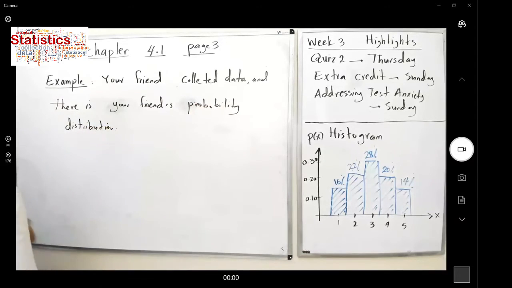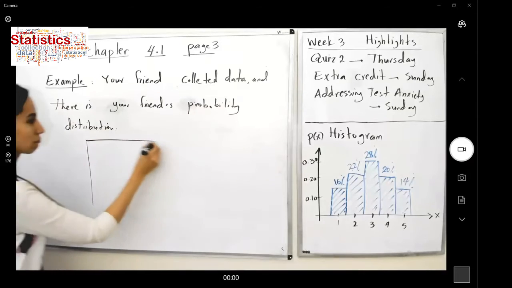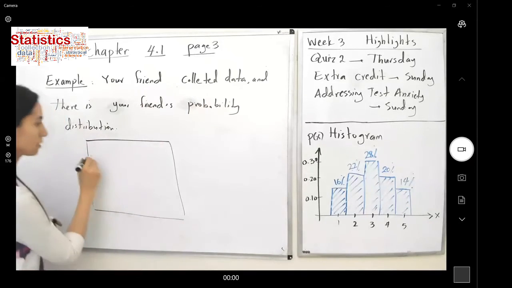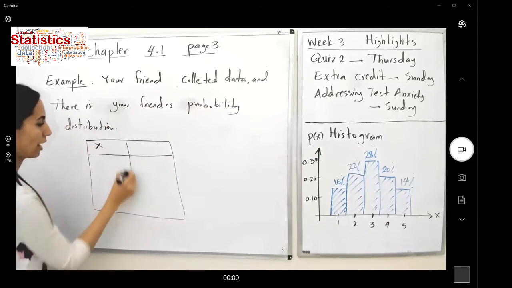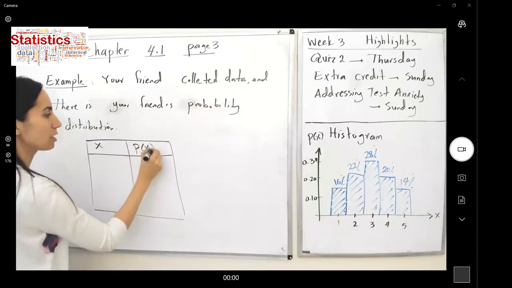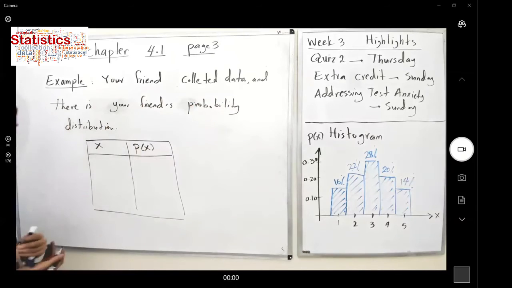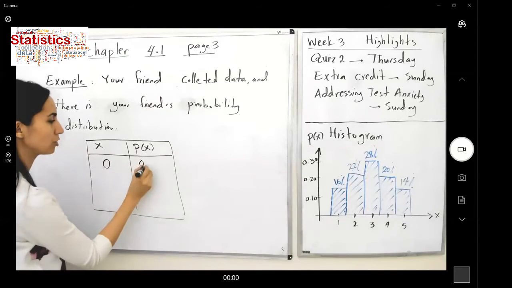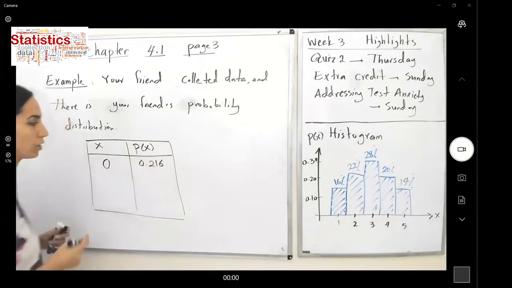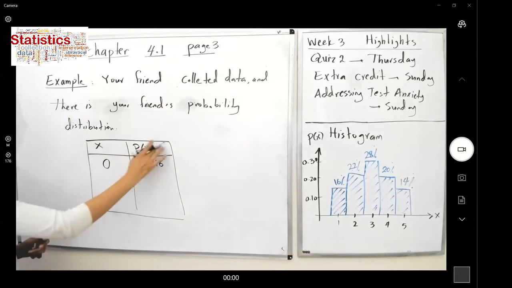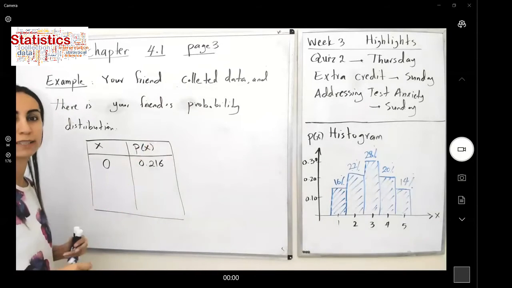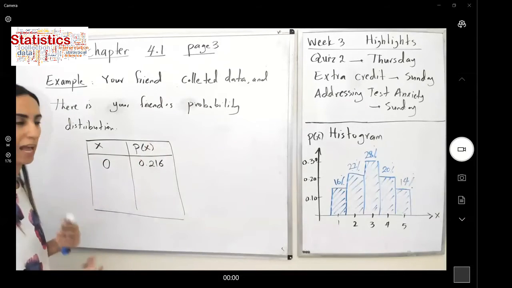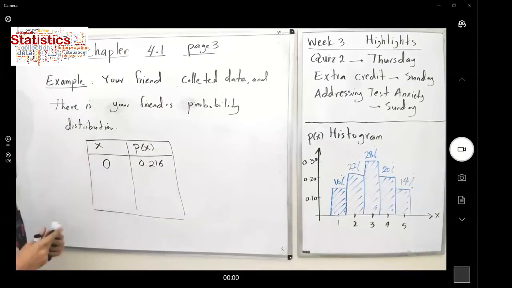This is the table that your friend gave you. These are the x values, and these are the probabilities that your friend actually calculated. Here on the left-hand side, for 0, the probability that she or he found is 0.260. Almost 27% chance that x is equal to 0.